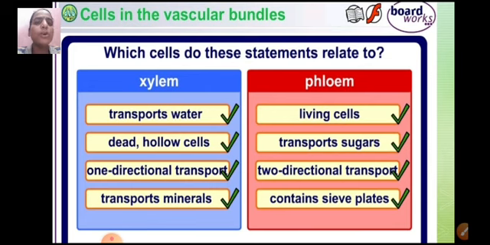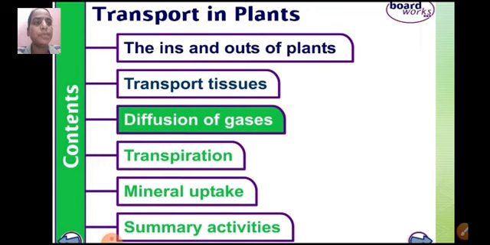Now just a small recap. Xylem helps in transport of water. They are dead hollow cells. The transport is unidirectional and they transport minerals and water. Talking of the phloem, they are living cells, transport sugar, two-directional transport takes place, and they also contain sieve plates.